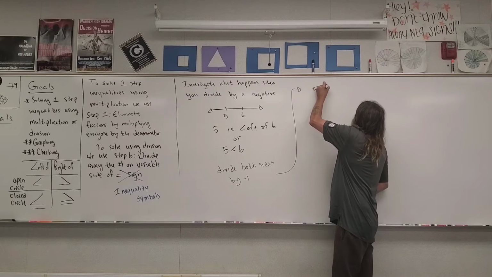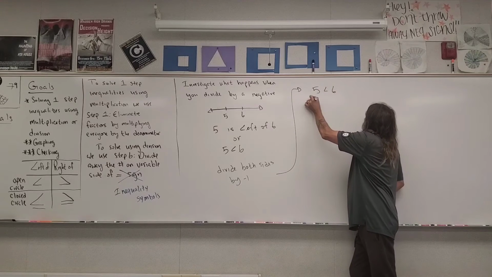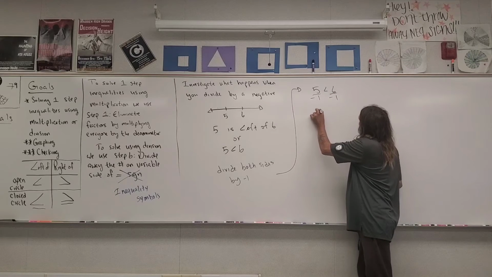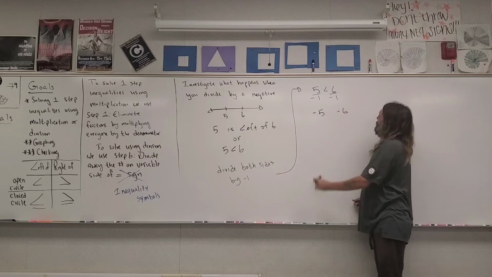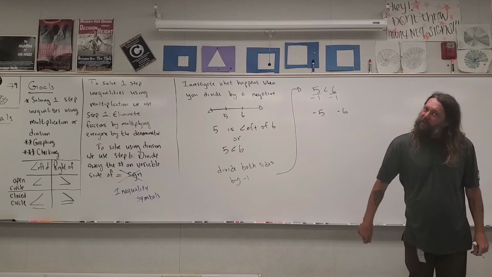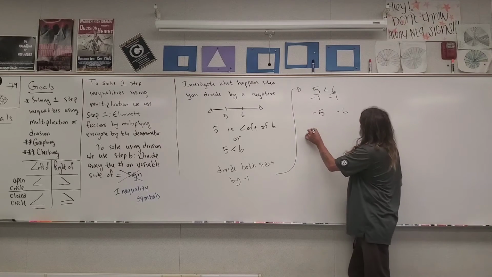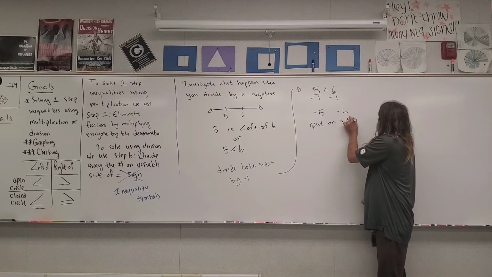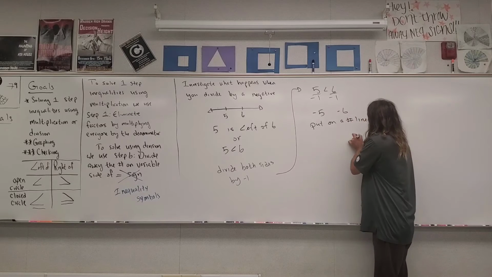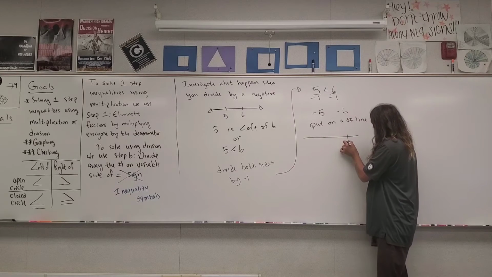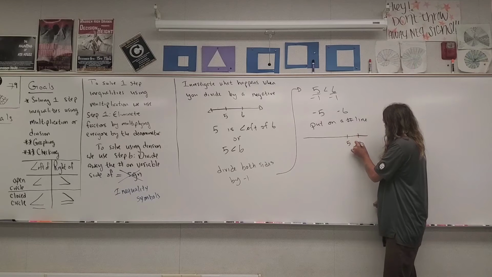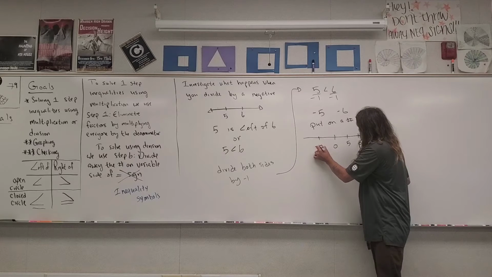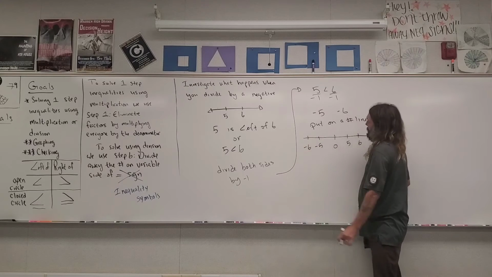Well, I have my 5 left of 6. I'm going to divide that by negative 1. I'm going to divide that by negative 1. And now I have negative 5 and negative 6. Alright? I want to put these on a number line and see what happens. So I had my original 5, I have my original 6, there's my 0. Now I have my negative 5 and my negative 6.